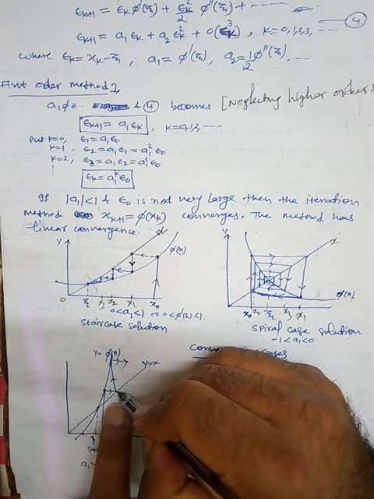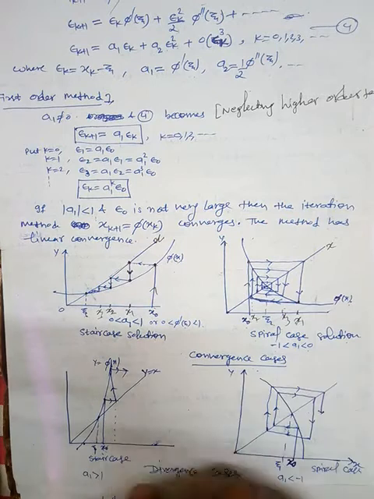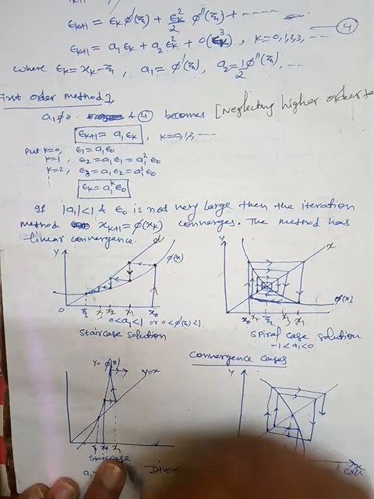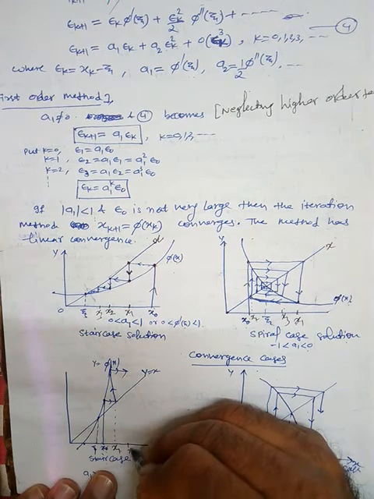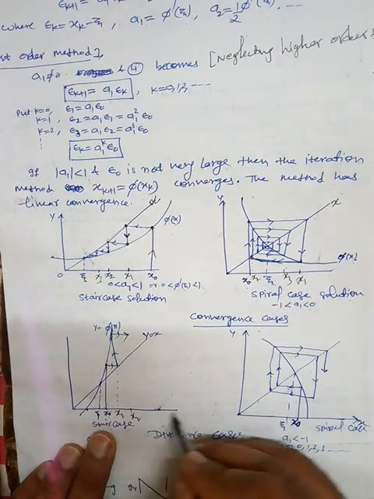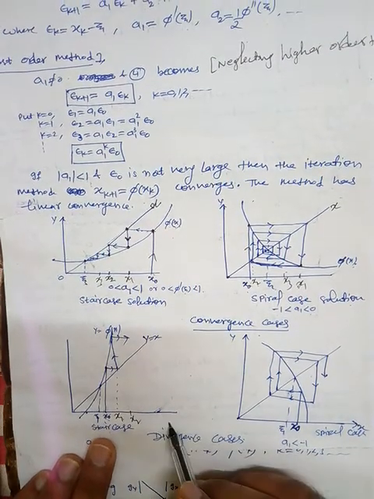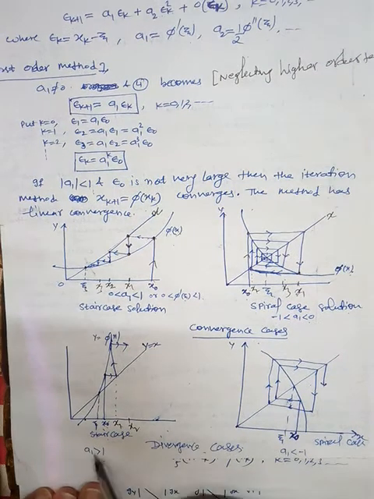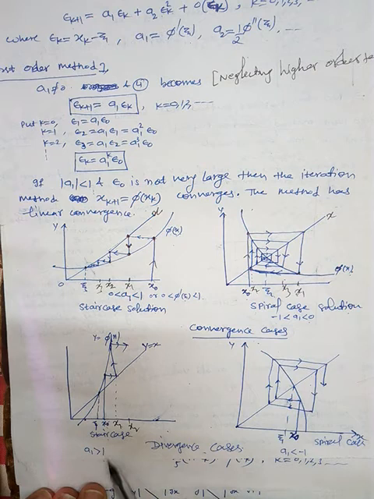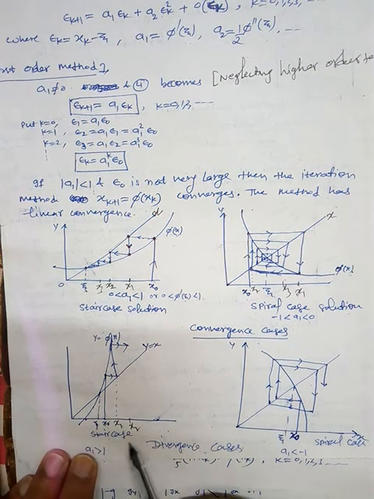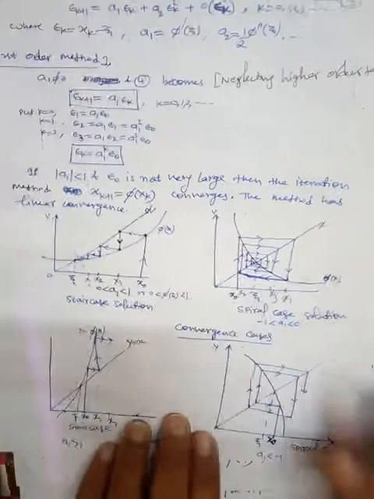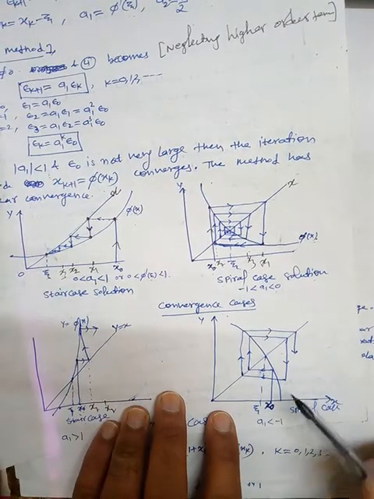Then take the horizontal line. So you will see that you are basically moving away from the root. You are moving away from the root. Then after the second iteration you will reach this, and slowly you are moving away from the root, and that's why divergence. This is the divergence case. Okay, so when a1 is greater than 1, it is the divergence case. And this is staircase divergence. This is staircase divergence.